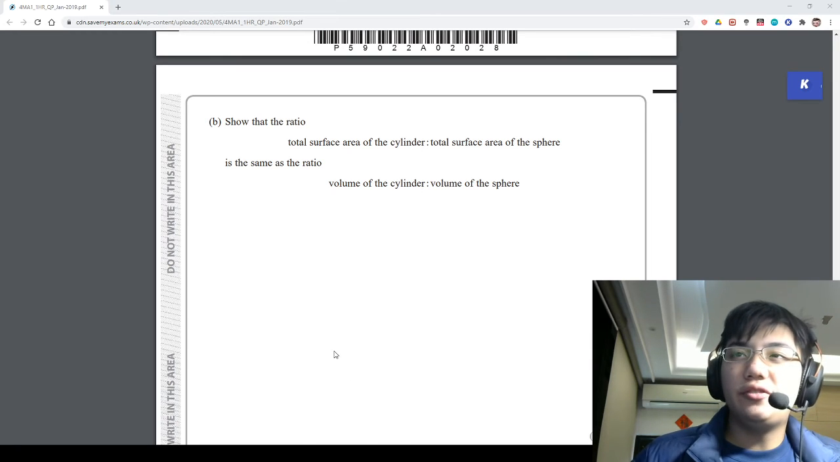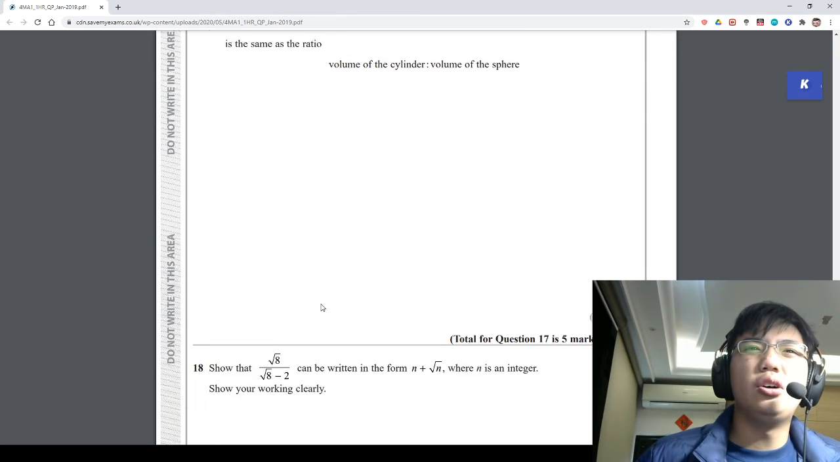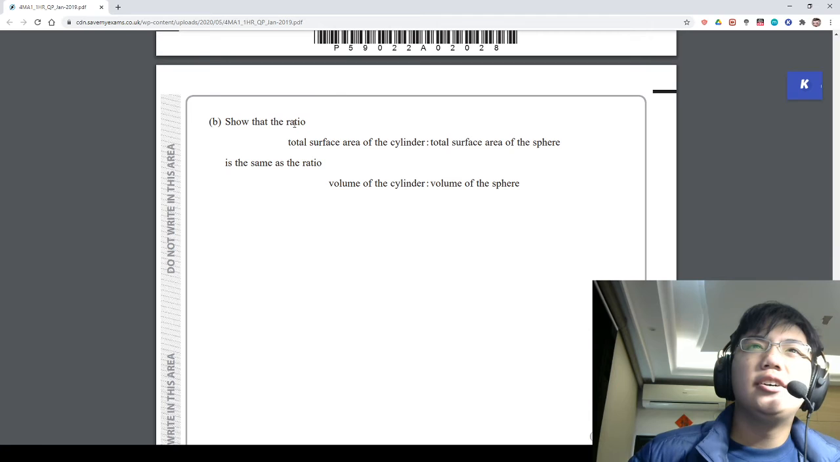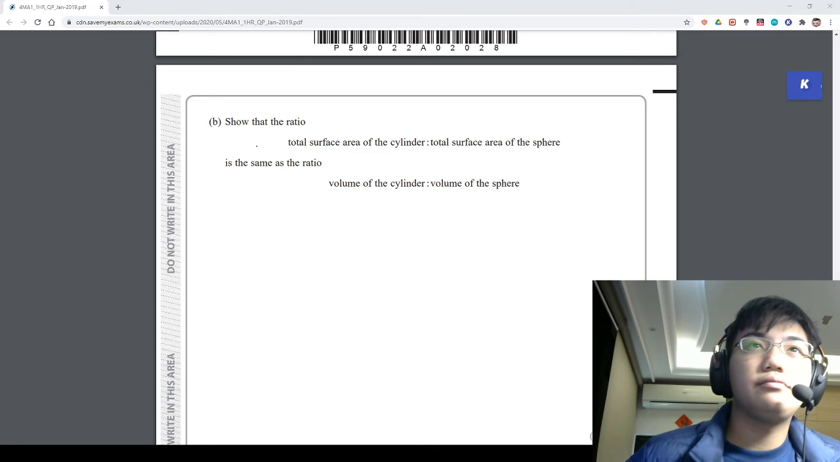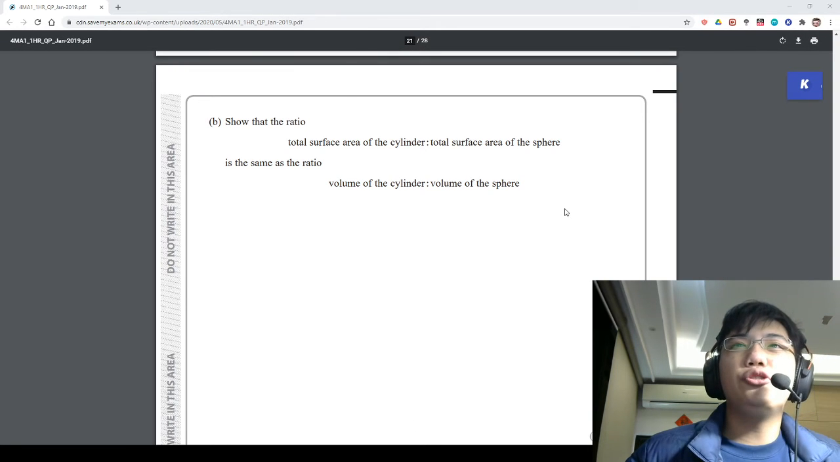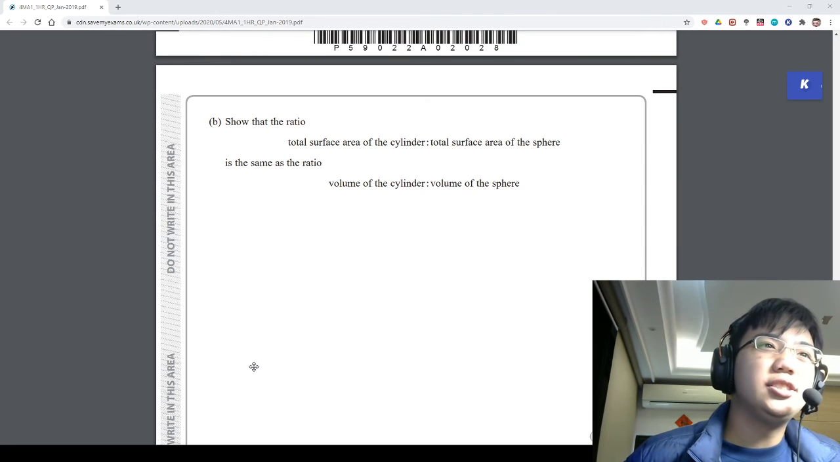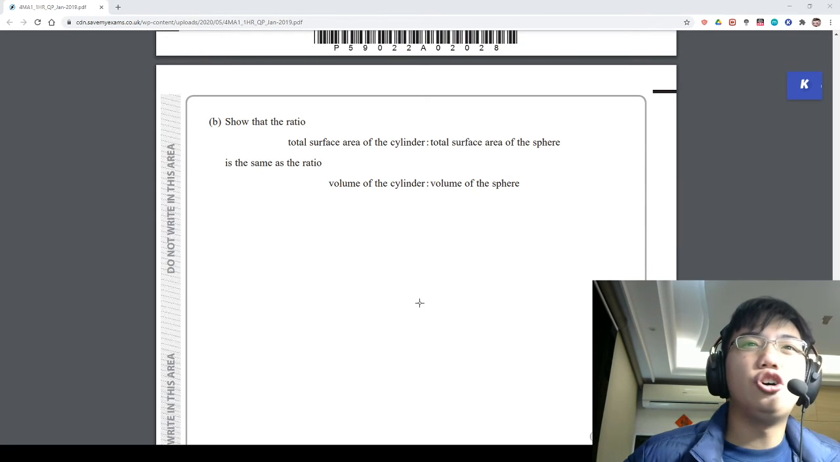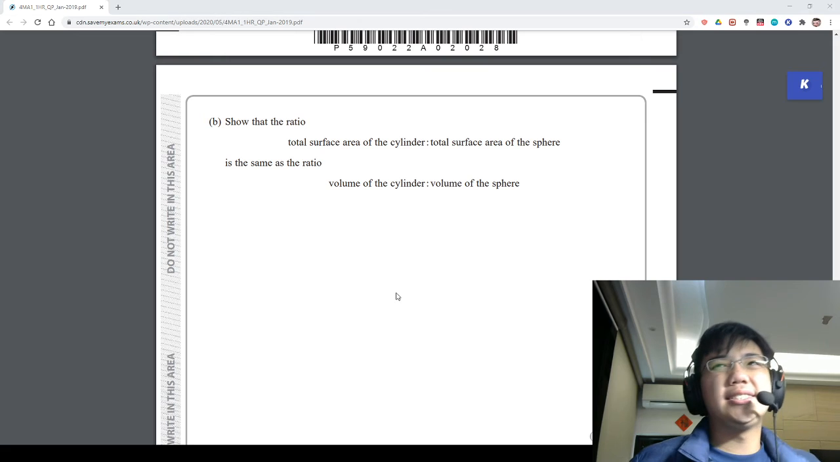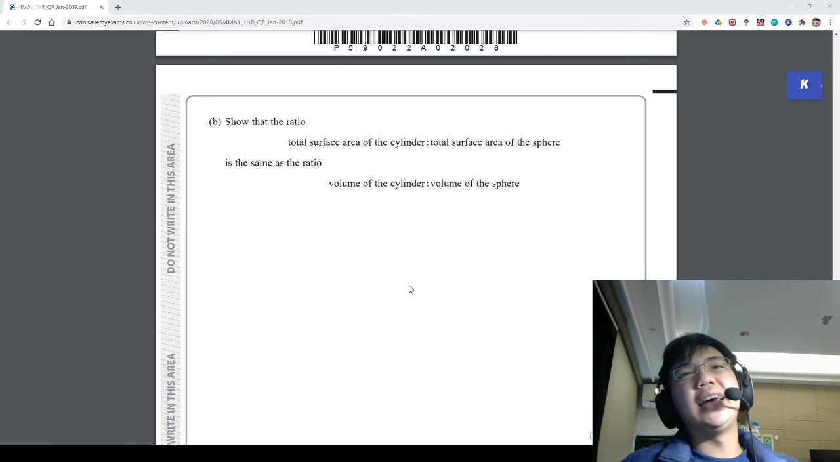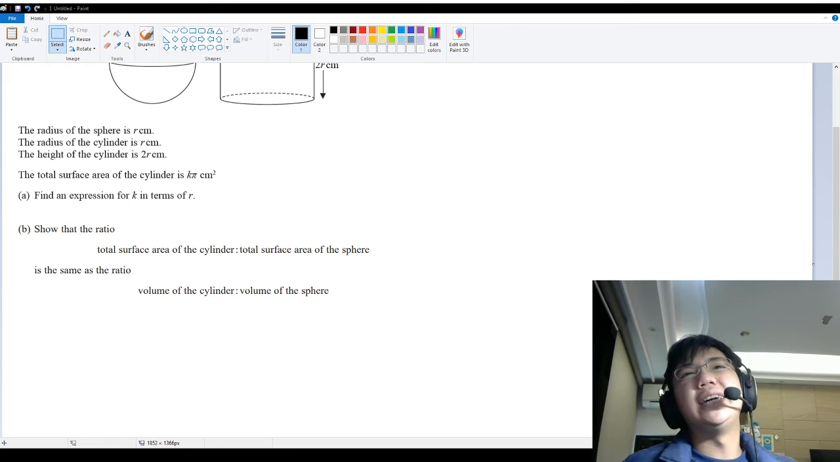And for part B of this question, we have to show that the ratio of the total surface area of the cylinder to the total surface area of the sphere is the same ratio as the volume of the cylinder to the volume of the sphere. So this is a two-part geometry question, which is actually quite common, but is also one of the more complex types of questions. That's why they like to put it near the end of papers, though not the very end. We still have a couple questions to go.